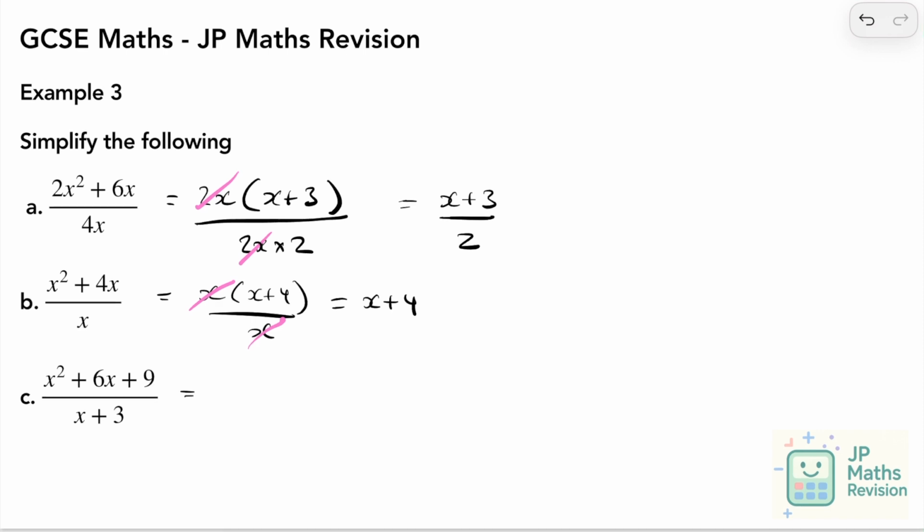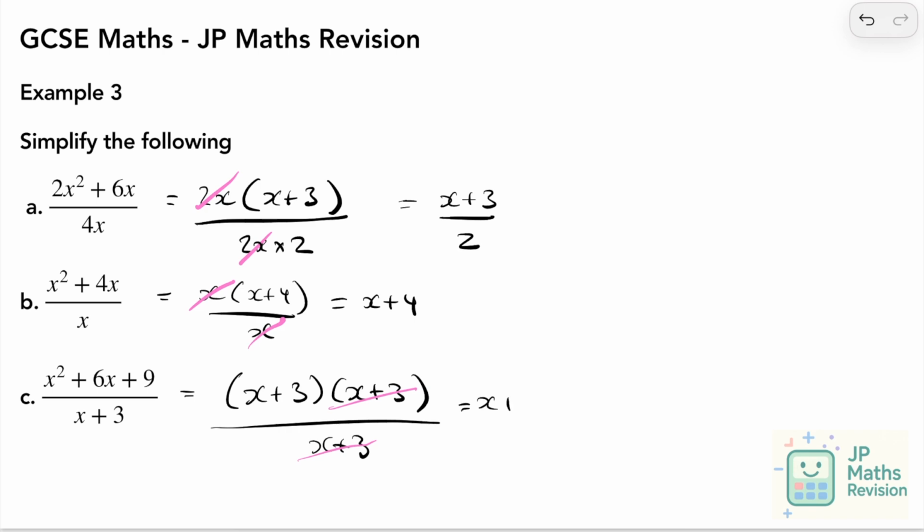This next one, I need to factorise this quadratic, so x squared plus 6x plus 9. To factorise this, I need to think of two numbers that multiply to make 9 and add to make 6. So in this case, it's going to be x plus 3 times x plus 3, and it's all over another x plus 3. So at this point, we spot that one of the x plus 3 terms cancels out, and we're left with just x plus 3.